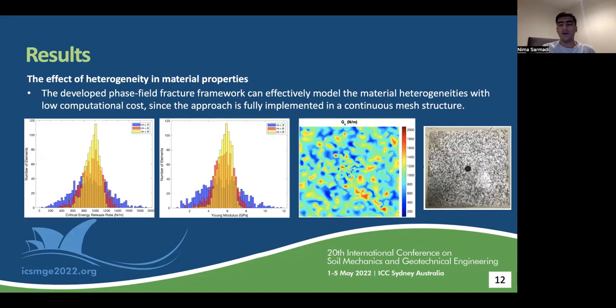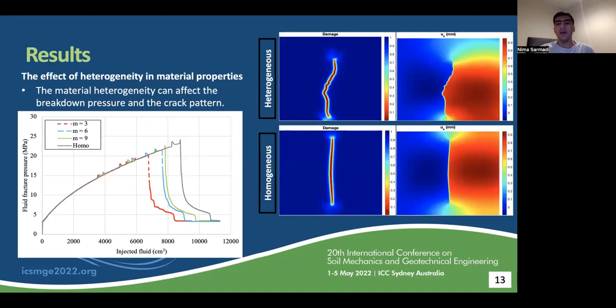An interesting application of phase field theory is to use this theory in heterogeneous materials. For example, rocks are mainly heterogeneous media, and by spatially distributing the material properties over this continuous mesh, we can also model the effect of heterogeneities in hydraulic fracturing in porous rocks. And you see how the crack pattern is different from a homogeneous case. Also, the response of the medium can be different from the homogeneous case.